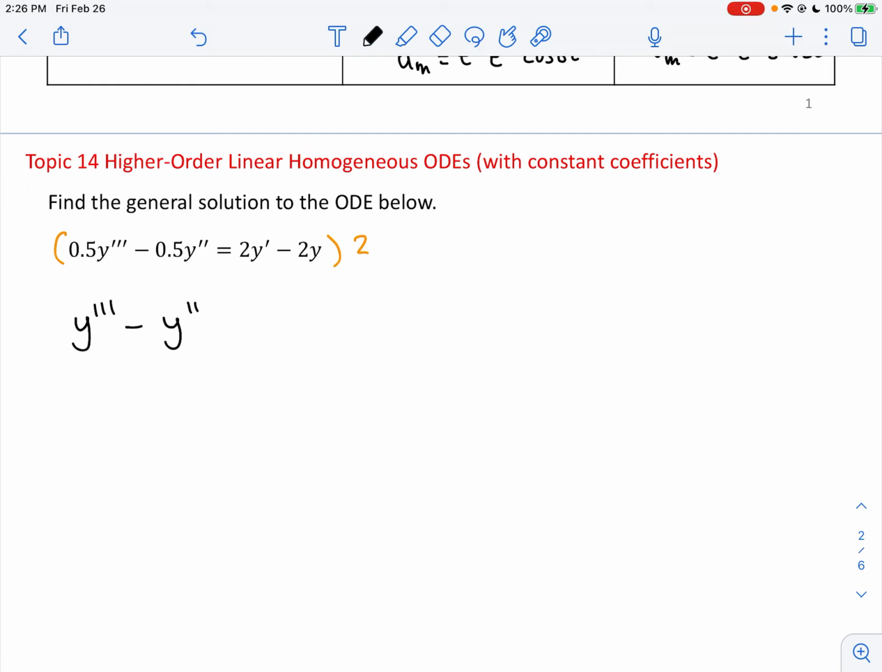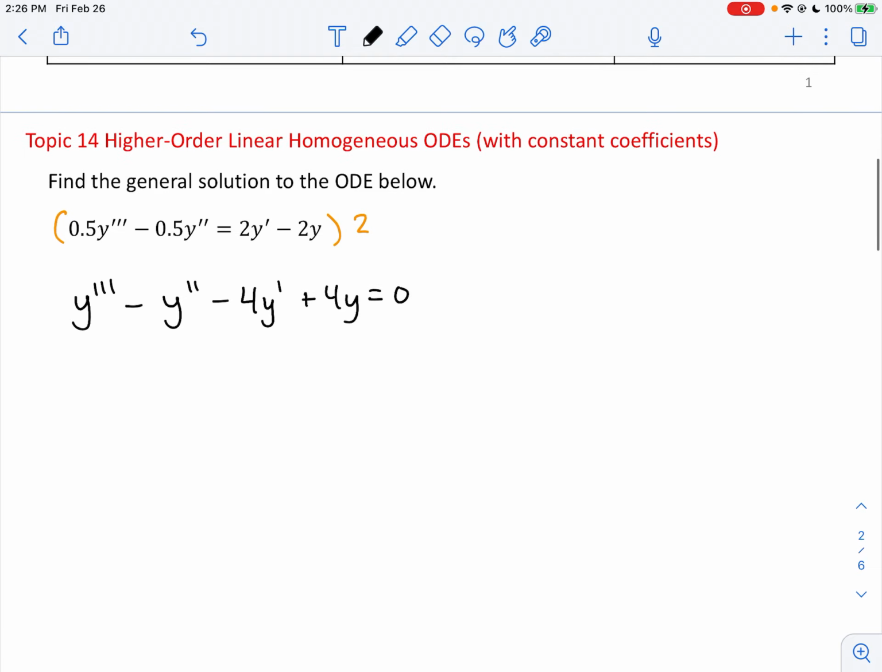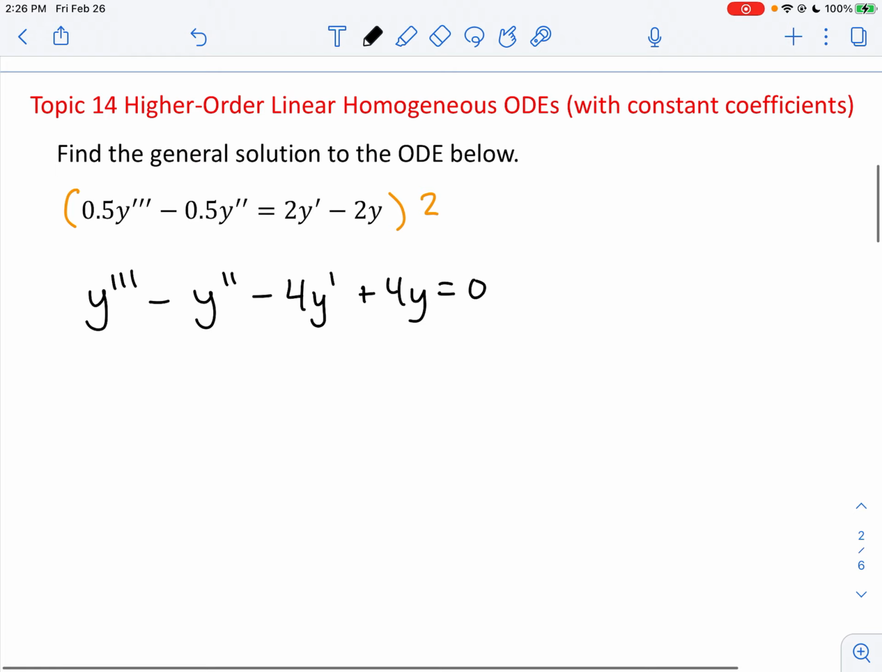Then we're going to subtract that 2y prime over, but double it, so minus 4y prime. And then add that 2y over, but double it, so plus 4y is equal to 0. And here is our differential equation. It's linear, third degree, homogeneous, constant coefficients. And now we are going to create the characteristic polynomial.